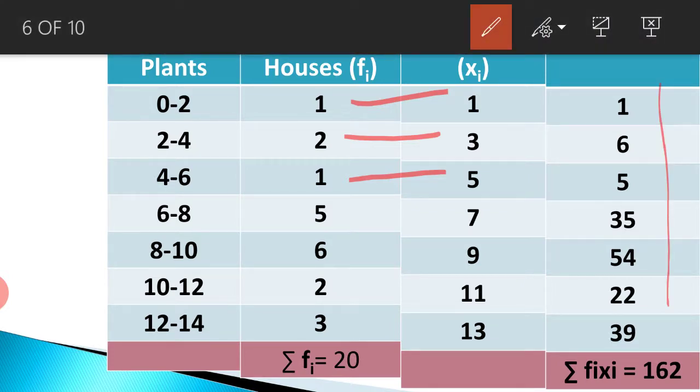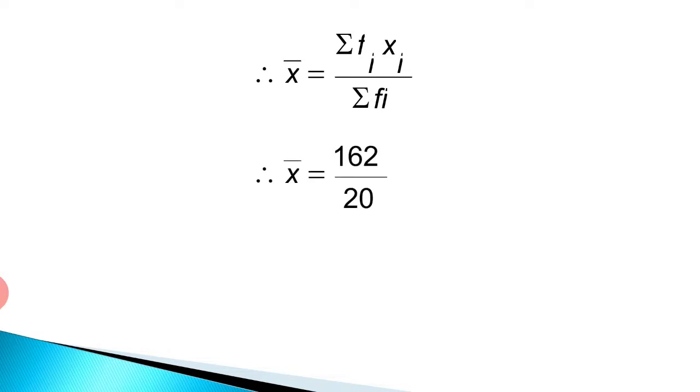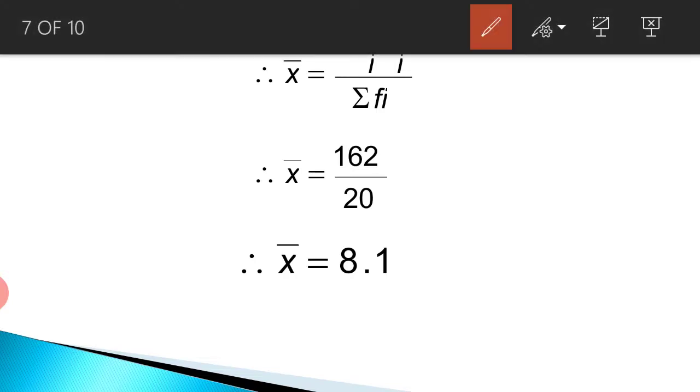The sum is coming to be 162. Then the sum of frequency you will find out, that is coming to be 20. And then use the formula: mean is equal to summation of fi xi upon summation of fi. We got the values, x bar is equal to 162 upon 20, and hence it is coming out to be 8.1. Now remember, children, as we are finding this particular mean by taking class mark, this is always approximate. When it was ungrouped data, you were getting the exact value of mean.